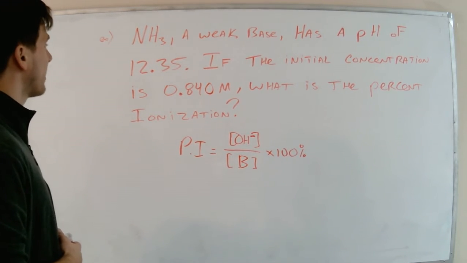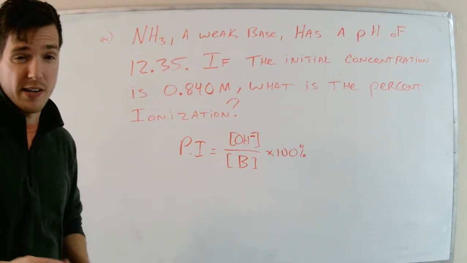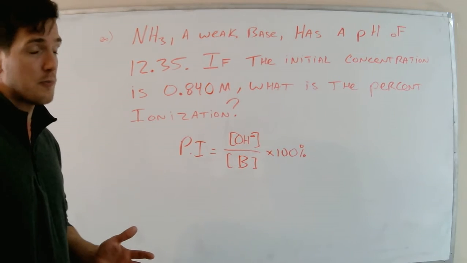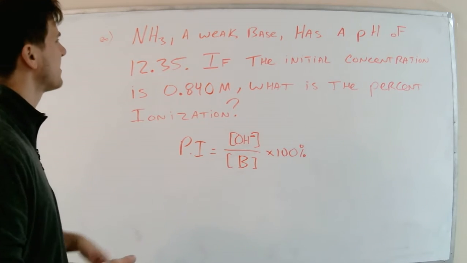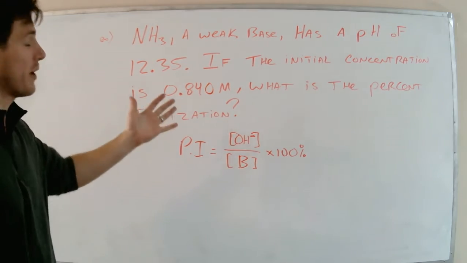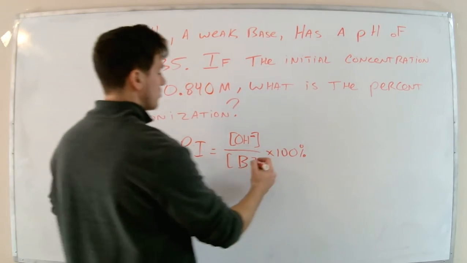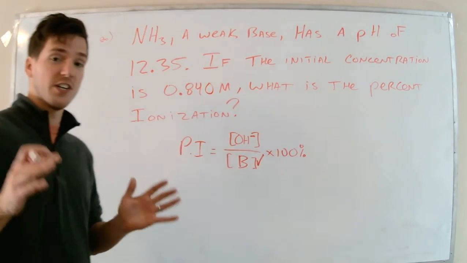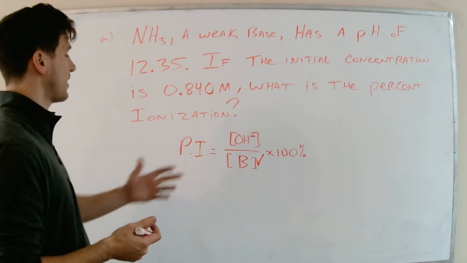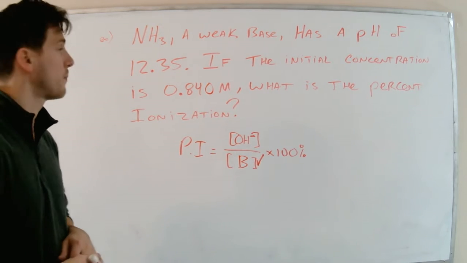So we have a weak base. It gives us a pH. That would help us find H plus, but it doesn't really help us find OH minus right now. Let's come back to that. It says the initial concentration is 0.840, cool. They gave us the concentration of the base, so we are good there. Now let's figure out how we can find that OH minus.